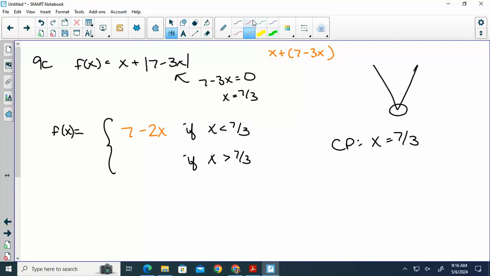If you put in something bigger than 7/3, so maybe like a 4, then what happens to my absolute value? It's a negative, and the absolute value would make it positive, so it does the opposite of this. So that's like negative 7 plus 3x, so we get 4x minus 7. So that's how we rewrite it without the absolute values. Are we okay there?